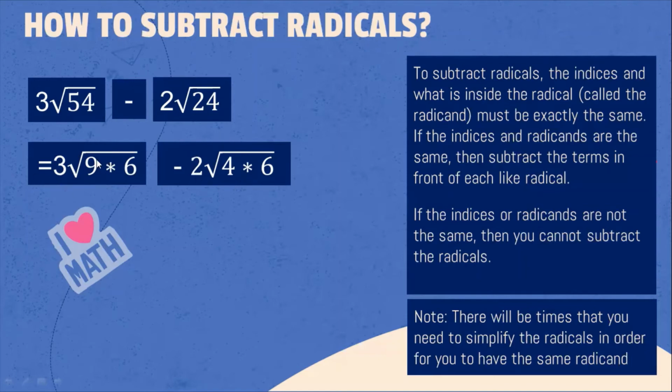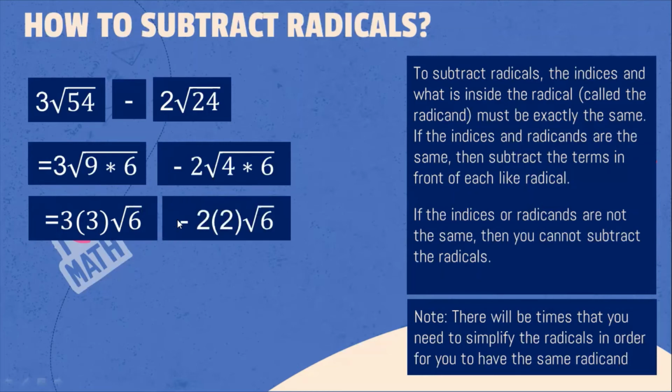So what is the square root of 9? That is 3. Copy 3. Then the square root of 6 minus 2. The square root of 4 is 2. Then copy the square root of 6. I hope you were able to follow. Again, the square root of 9 is 3. Then we copy 3. We copy the square root of 6. The square root of 4 is 2. Then we copy 2. Then the square root of 6.